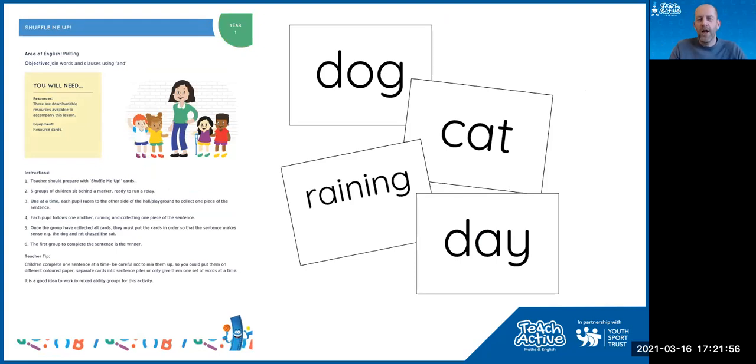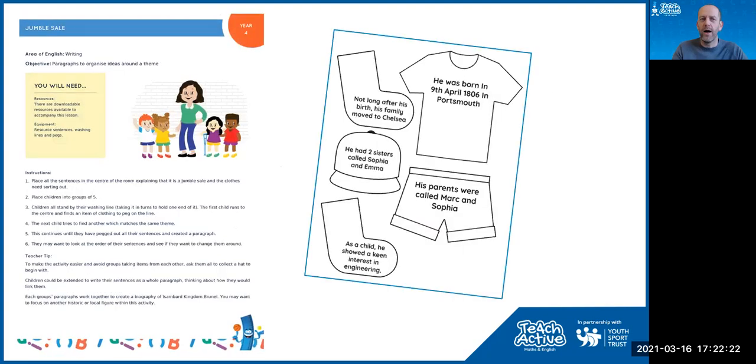And if we have a look here, writing year one, what we're actually going to do is collect a big physical sentence, collecting cards, collecting words, and then we're going to join the words and clauses using the word and. And of course, as we go up through the year groups, we might start adding different grammar, or perhaps adding adjectives, adverbs, and identifying nouns. But again, just doing it in more of an active way.